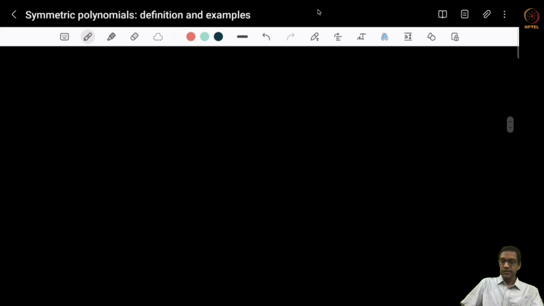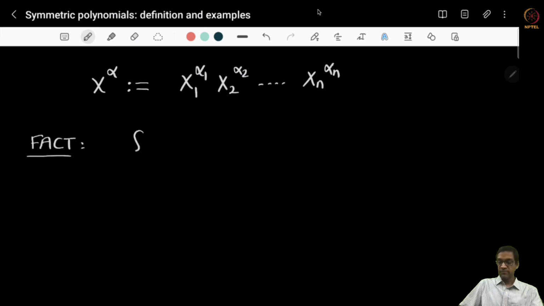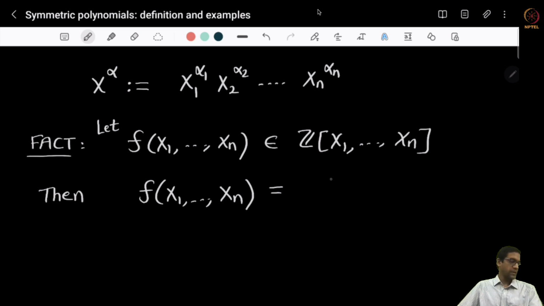So observe the following simple fact. If f is a polynomial, f of x1, x2, xn, let this be a polynomial in the n variables x1, x2, xn, then f can be uniquely written as a linear combination of monomials. More or less by definition, that's what a polynomial is, it can be written as follows.